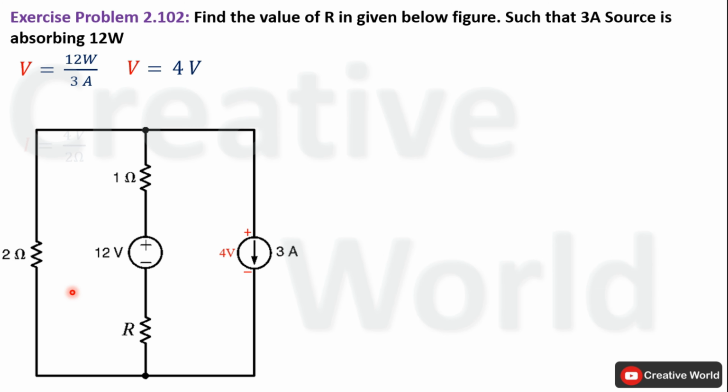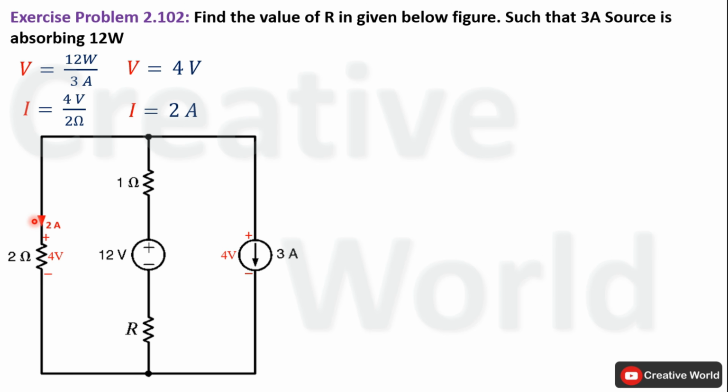We can calculate the current through this resistance because the voltage across it is known. So the value of current will be 4 volt divided by 2 ohm. It will become 2 ampere. 2 ampere current will be flowing through this resistance and the direction of current will be downward, because in order to make this terminal positive, current should enter from this terminal and leave from this terminal. Modify the network by indicating the voltage across this resistance and the current through this resistance.